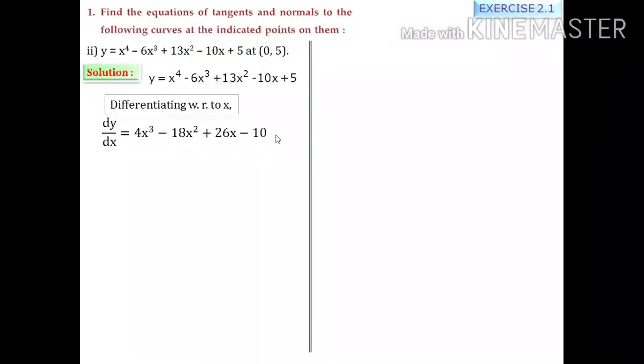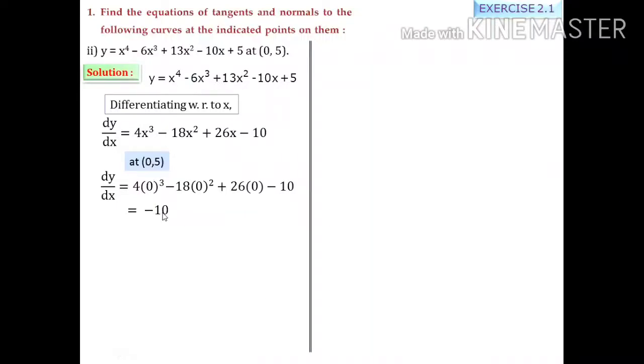Here we obtain the value of the derivative. After getting the derivative, we can find the slope of the tangent using this particular point. Point is (0, 5), that is x coordinate value 0, y is 5. Substitute in this derivative answer x equal to 0. It does not contain a y term, so only put x as 0. You will get the first term, second term, third term, all are 0. Only remaining is minus 10. So dy by dx at this point is minus 10. This minus 10 represents the slope of the tangent, that is m.